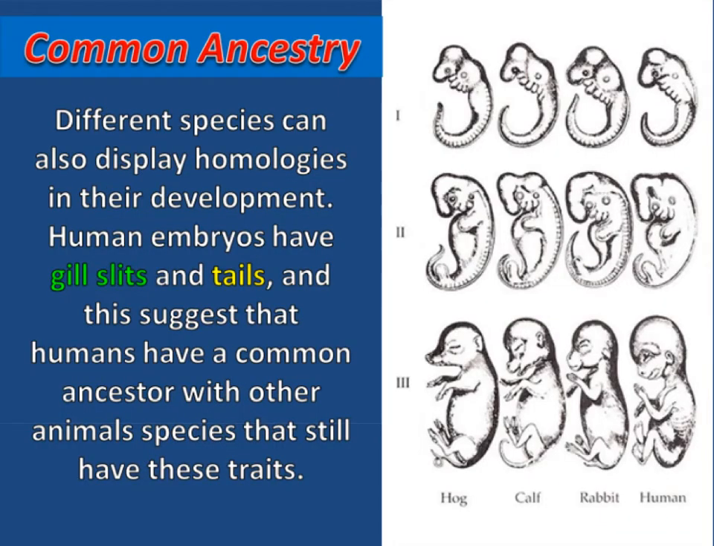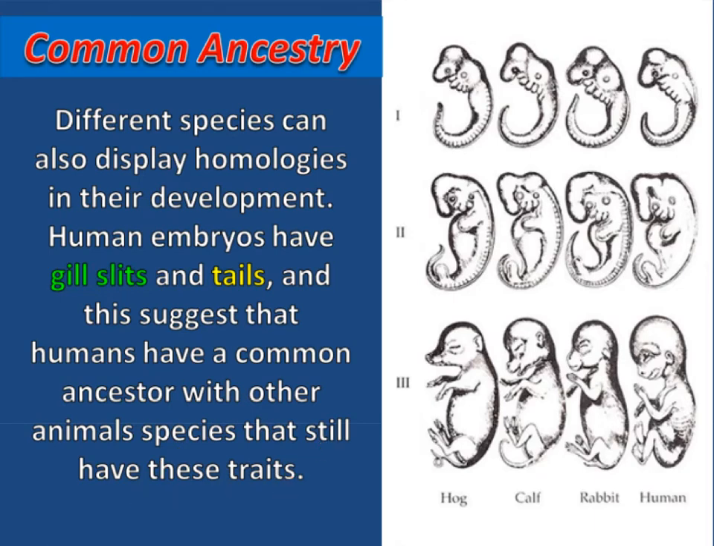Alright, so we're still talking about homologies, what structures organisms have in common. So, different species can also display homologies in their development. Human embryos, before you were even looking like a human, okay, in your mother's belly. Human embryos have gill slits and tails. What? And this suggests that humans have a common ancestor with other animal species that still have these traits.